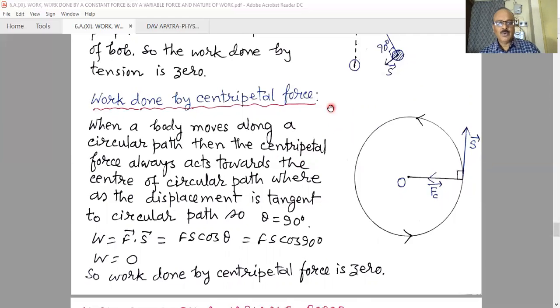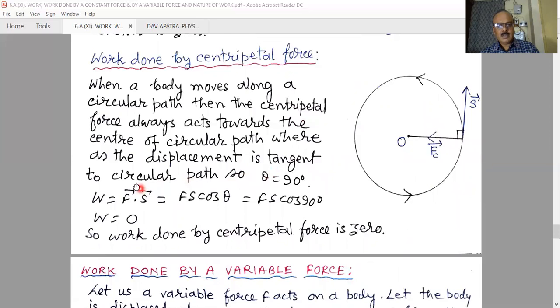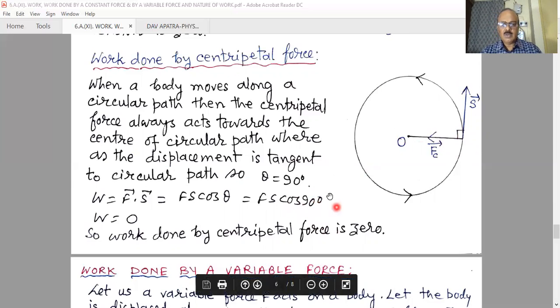Similarly, there is a very important concept: the work done by the centripetal force is always zero. We know that the centripetal force acts when a body moves along a circular path, and it always acts toward the center of the circular path, whereas the displacement is along the tangent. So the centripetal force and the displacement are always perpendicular, because the force acts along the radius and the displacement at any point is along the tangent, and the radius and tangent are always perpendicular to each other. Therefore, the angle between the two is 90 degrees, cos 90 is 0, so the work done is zero.